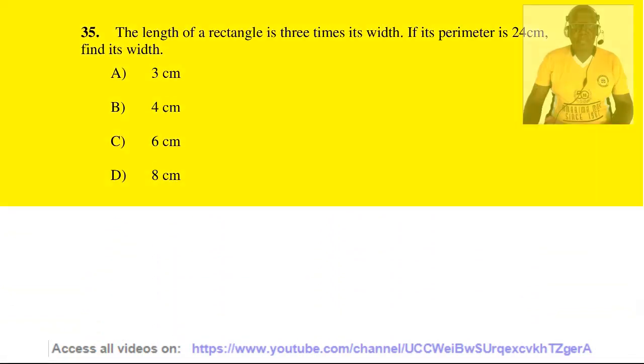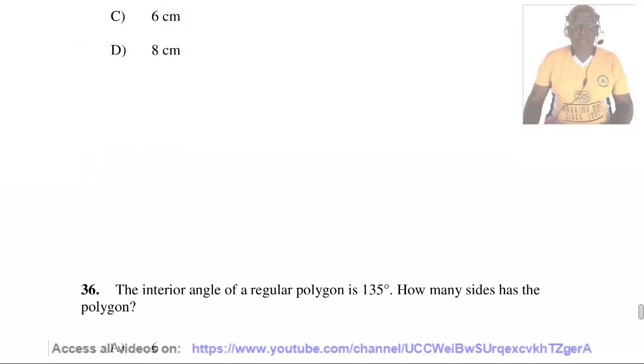Question 35. The length of a rectangle is 3 times its width. If its perimeter is 24 centimeters, find its width. Possible answers. A. 3 centimeters. B. 4 centimeters. C. 6 centimeters. D. 8 centimeters.